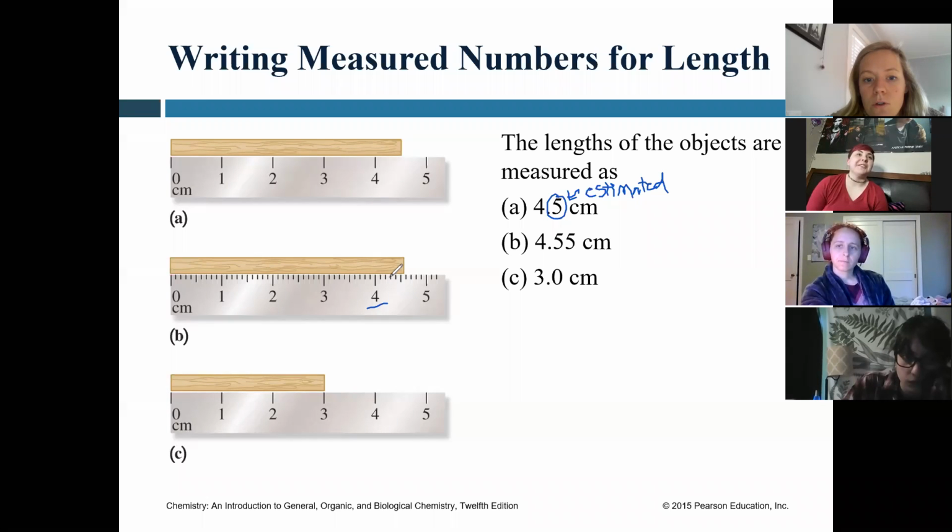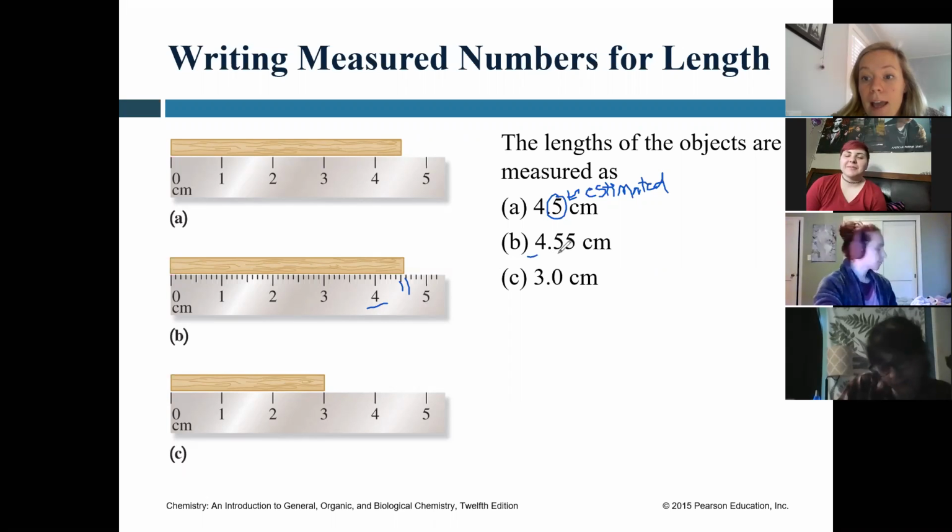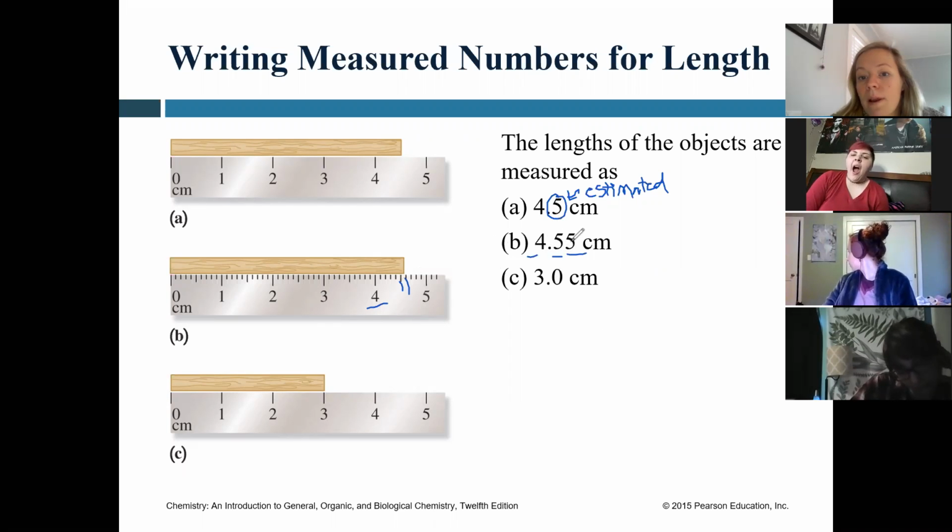So 1, 2, 3, 4, 5. I definitely go past the 5. I haven't quite reached the 6. So I've got 4.5. I know for sure this 5 is happening. And then I have to guesstimate that I'm somewhere between the 0.5 and the 0.6. So that's where I go with that 4.55. And this final number here is the estimated value.